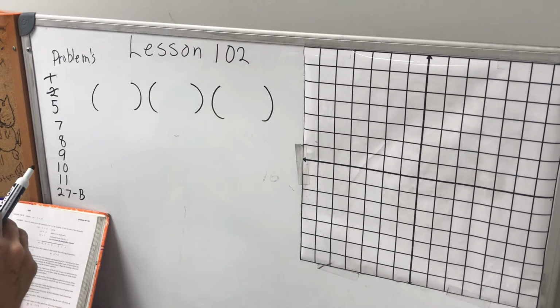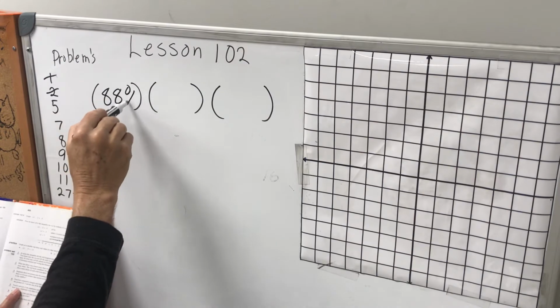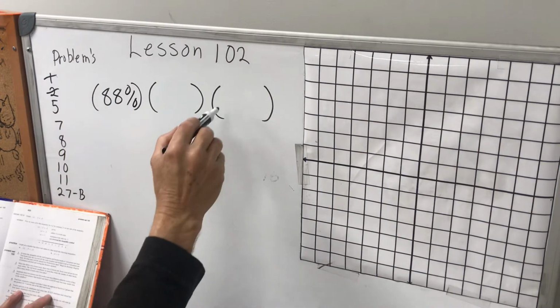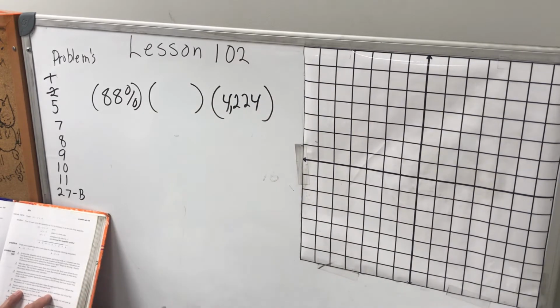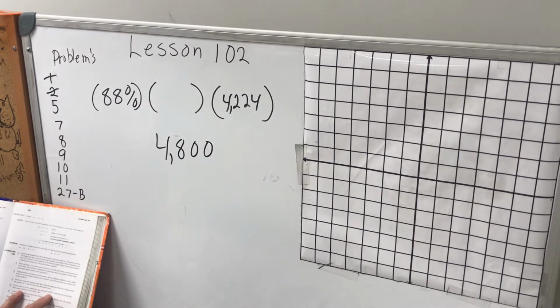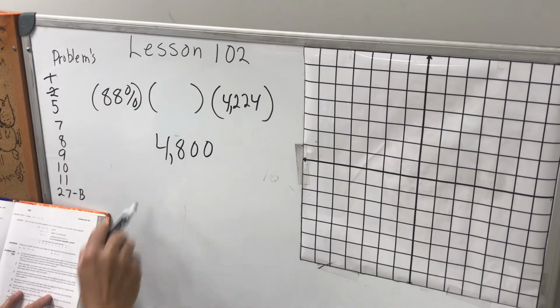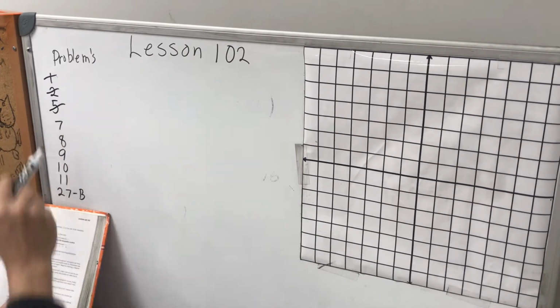So if 12% had white, I would say that the opposite of that is what's going to be colored. Is that right? So the opposite of that is 88% had 4,224. Do our math. 4,224 divided by 88% equals 4,800. Is that what they're asking for? How many were there in all? True. There you have the answer. Number 5.